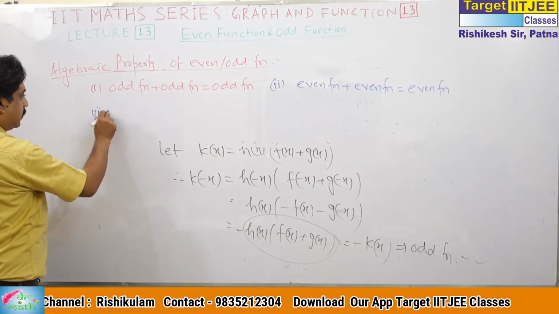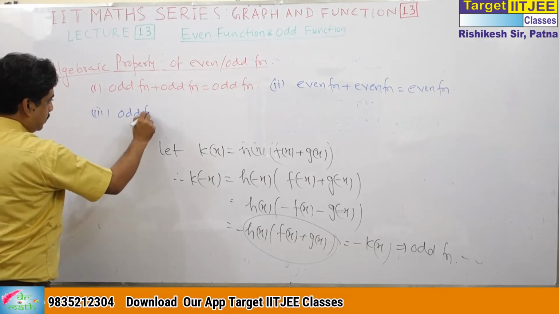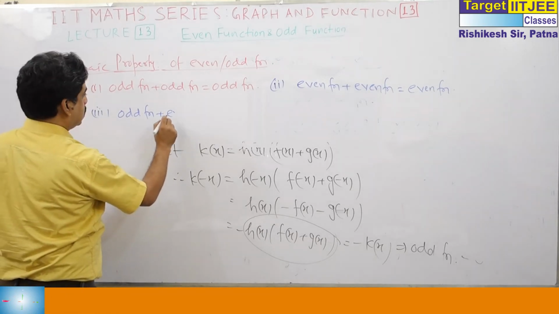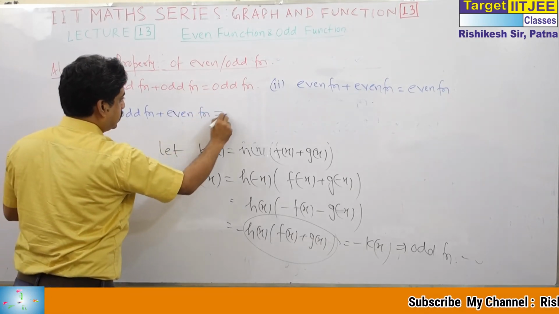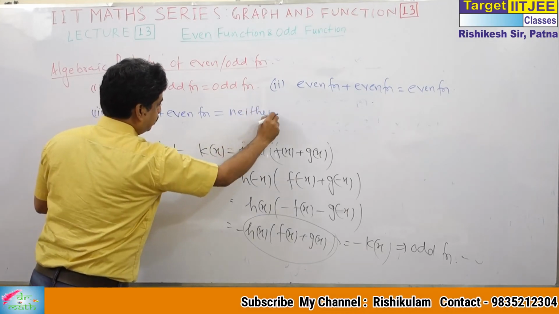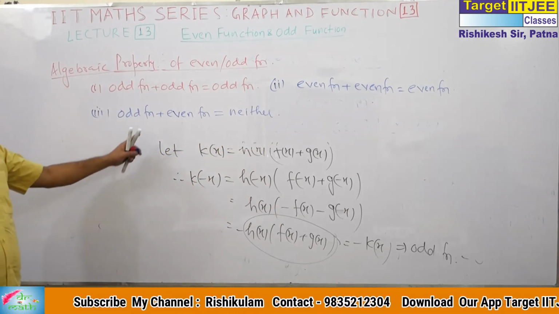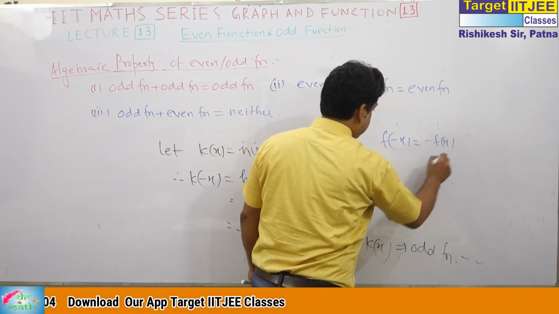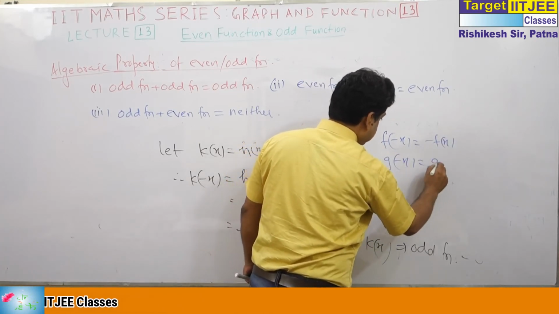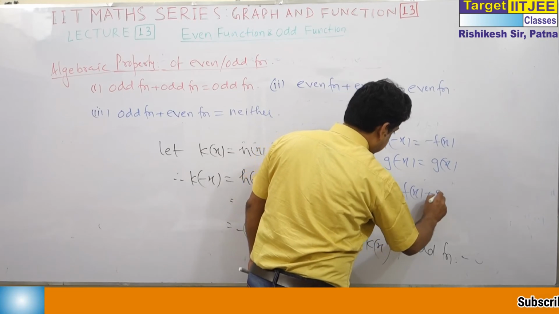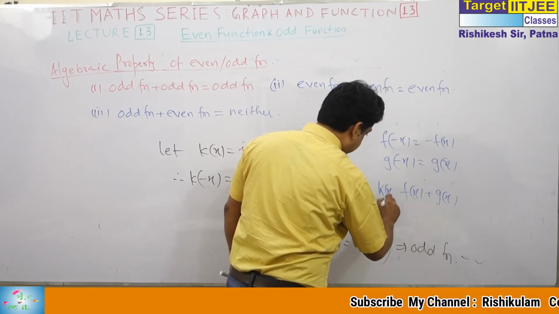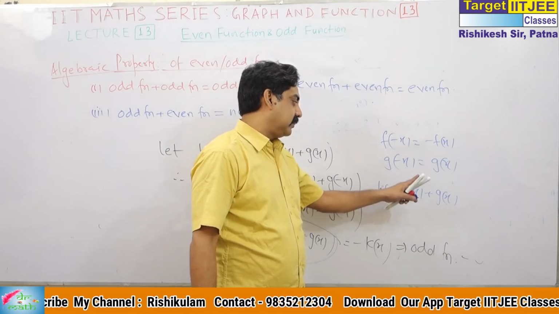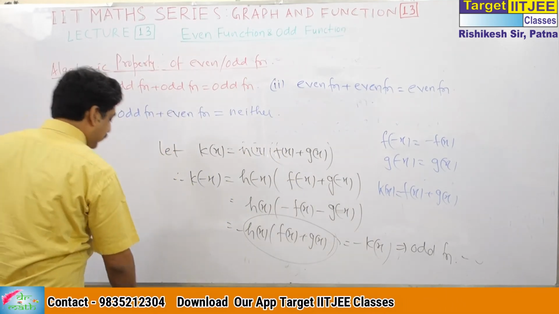Now come to this. Odd function plus even function. This is neither. You can say when f(-x) is equal to -f(x), and g(-x) is equal to g(x), there is no conclusion about f(x) plus g(x). If you take k(x) as f(x) plus g(x), you will neither get k(-x) equal to k(x), nor k(-x) equal to -k(x). So, odd plus even is neither.